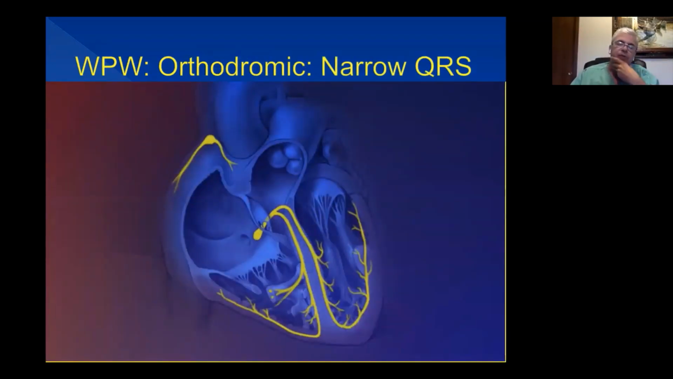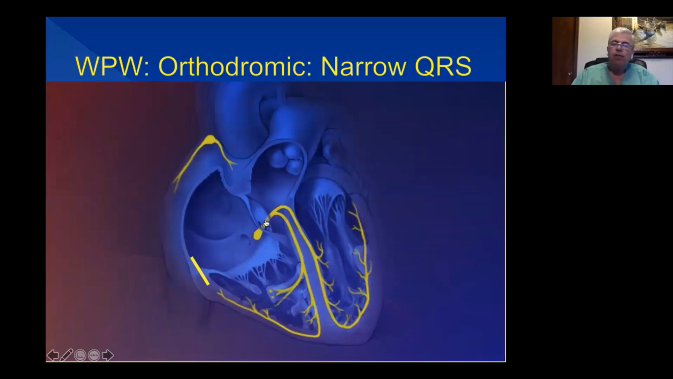Now, the last reentrant circuit that causes supraventricular tachycardia we're going to talk about is called Wolff-Parkinson-White, or orthodromic atrioventricular reciprocating tachycardia. I mentioned earlier that normally the only electrical connection between the atria and the ventricles is the AV node. But you can have abnormal accessory connections. We call them accessory pathways.